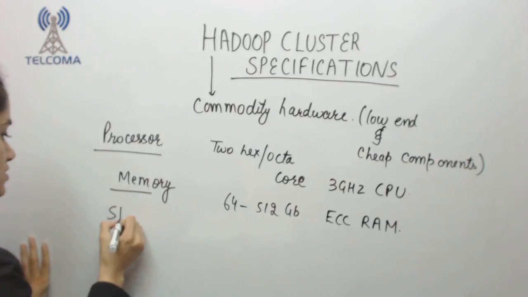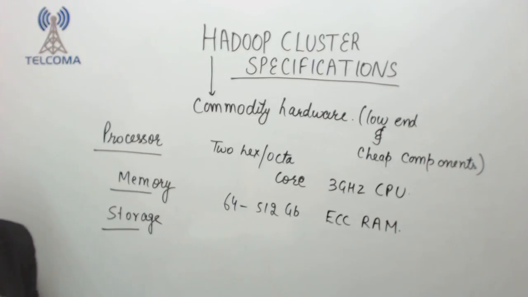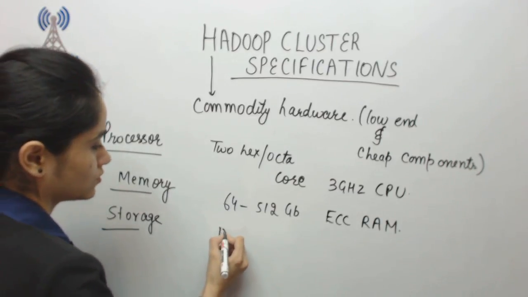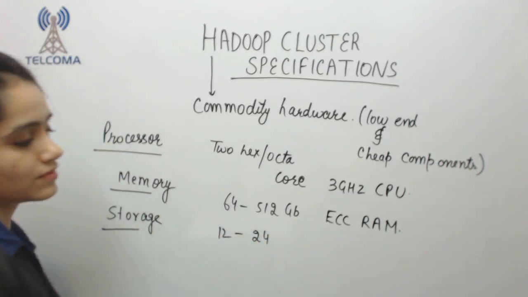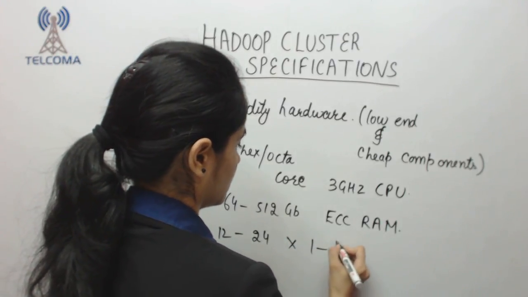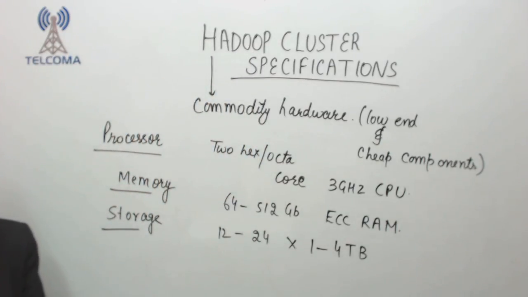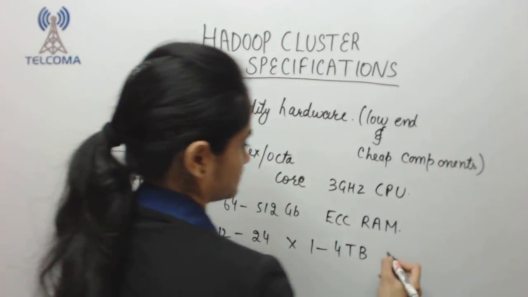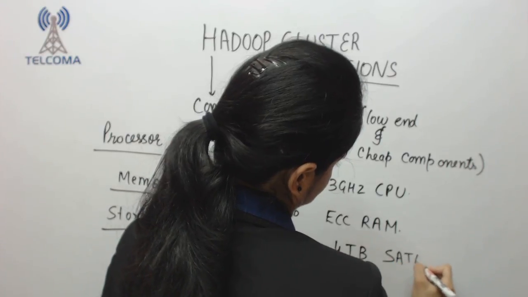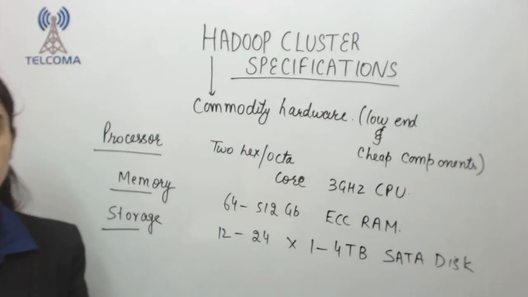Next we have storage. As per the storage, we require 12 to 24 disks of 1 to 4 terabytes each, SATA disks.